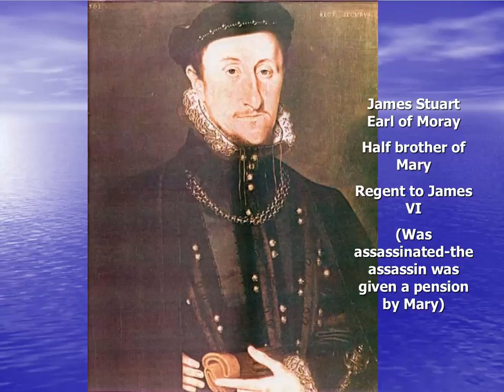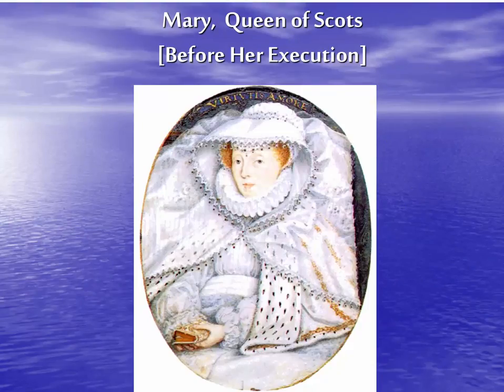This is James Stuart, by the way, Earl of Moray, the half-brother of Mary, who is the regent to James VI, and he was assassinated, but the assassin was basically paid off by Mary. So Mary basically spends her time in England under house arrest, being moved around to various different castles in northern England. She presents a problem for Elizabeth because this is an international symbol of a possible Catholic England again. So the Spanish are in cahoots with her, kind of trying to finagle a way to get her onto the throne. She's under house arrest for 19 years.